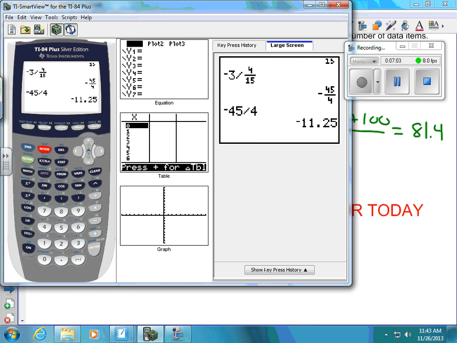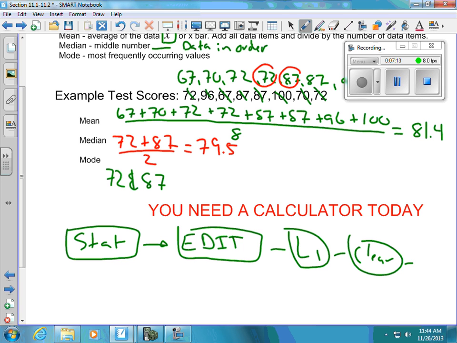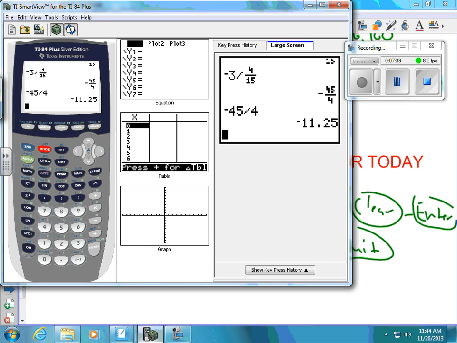So we're going to hit Stat, Edit. We're going to put L1, Clear, and then Enter, right? And then we enter data values. And then we hit Stat, enter data values, and then we hit 2nd and Quit. Okay, so then we're going to do that. We're going to hit 2nd and Quit. We're back to the main screen.